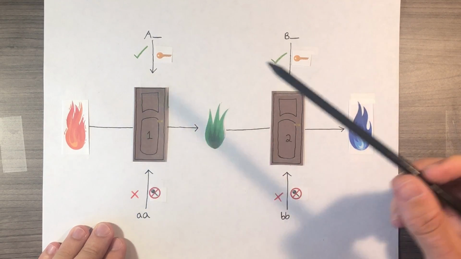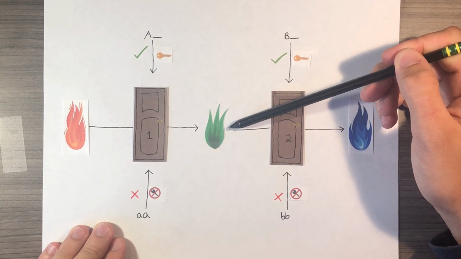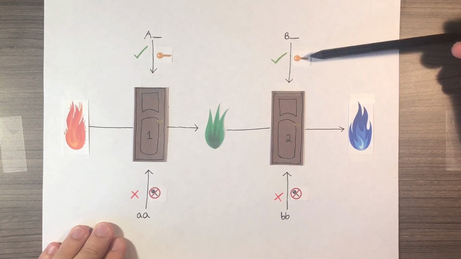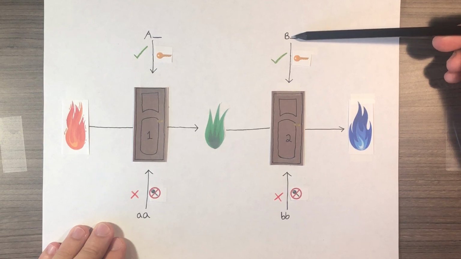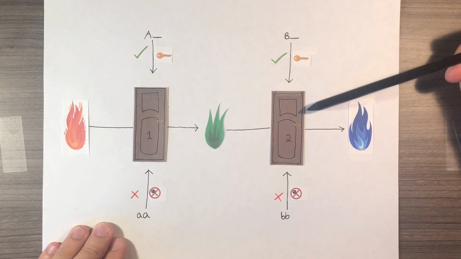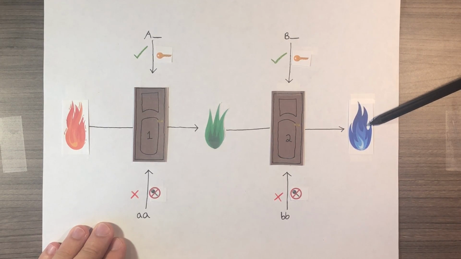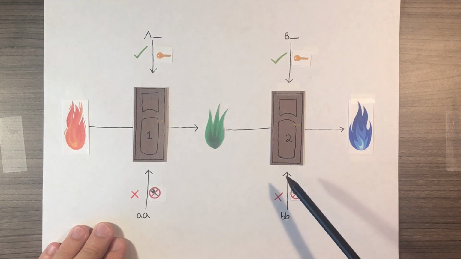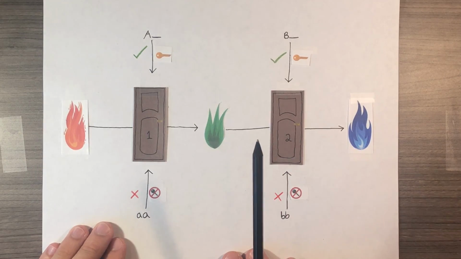If you can make it through the first door and breathe green fire, you might then be able to go through door 2 and breathe blue fire. To do this, you must have the key, which is the big B seen here. If you have the big B, you can go through door 2 and reach the end product, which is the blue fire-breathing phenotype. If you instead have two little b's, you will not have the key to door 2 and will be stuck behind door 1 as a green fire-breathing intermediate.